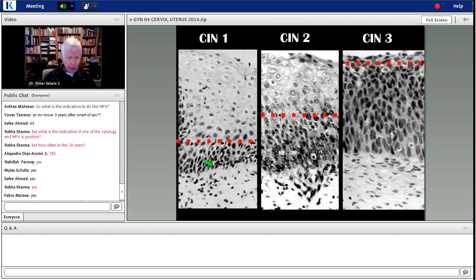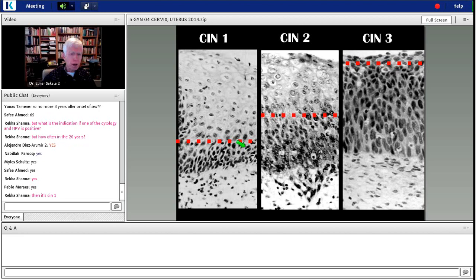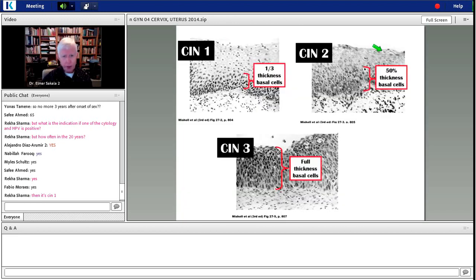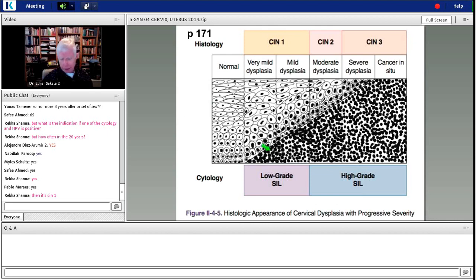On this, these basal cells start to proliferate and make their way through the epithelium from the bottom to the top. On the biopsy, if the lower third shows epithelial dysplasia, that is CIN 1. If it is 50% involved, as you see here, we call this CIN 2. And if it is almost all or all the way through, we call it CIN 3. Again, one third, CIN 1; 50%, CIN 2; full thickness, CIN 3.